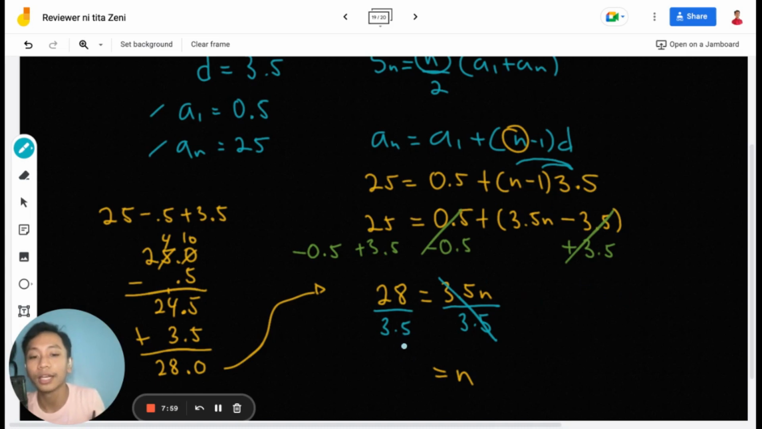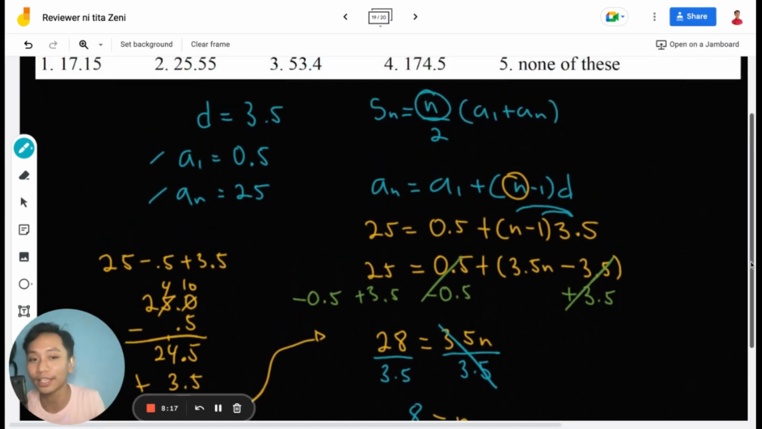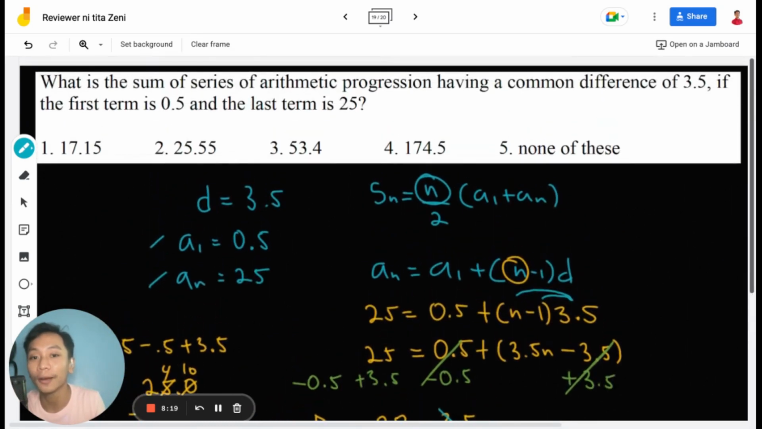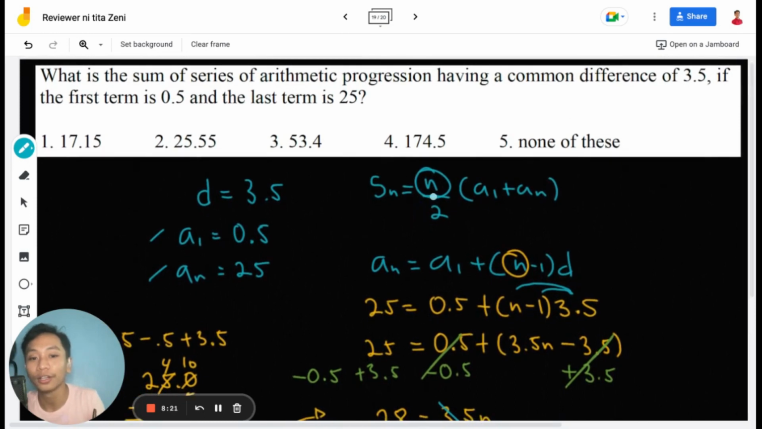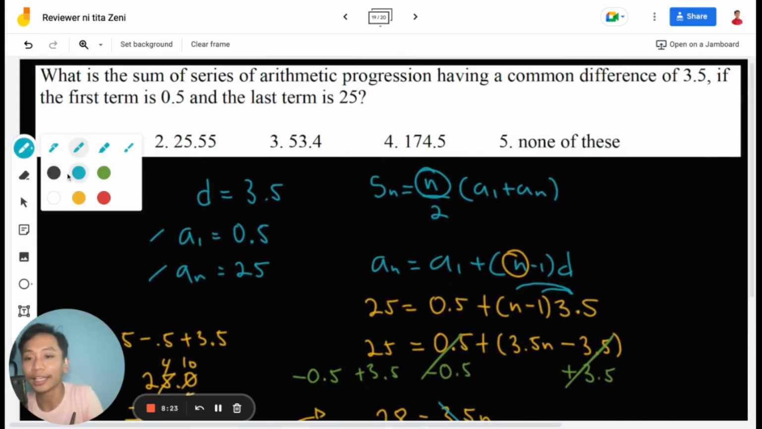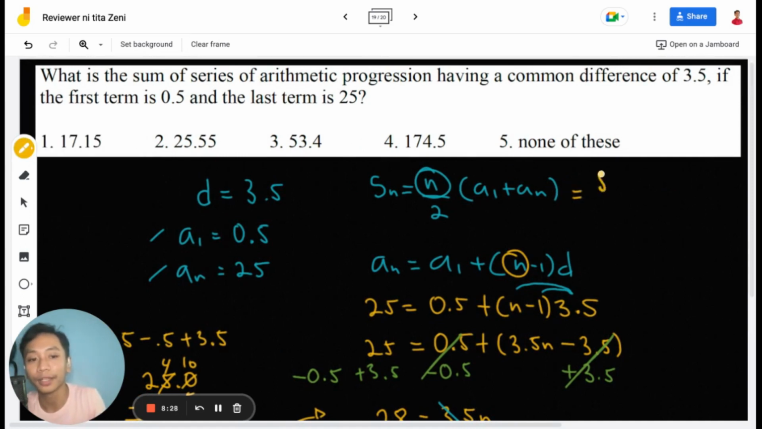So think about this. Yung dalawang 3.5 is already 7. Ilang 7 meron sa 28? Meron kang 7, 14, 21, 28. The correct answer is 8. Merong 8 terms dun sa sequence. Now, go back to the first formula para masagot mo ito. If n is 8, I can go ahead and plug in the values here. N is 8, divide mo by 4.